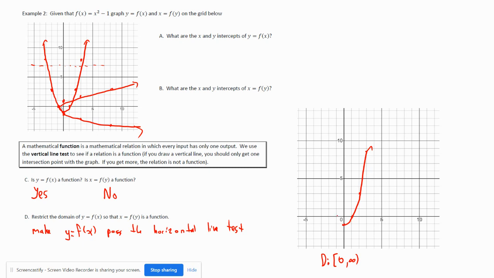What that's going to mean is that on my inverse relation, I'm only going to be graphing this part over here, okay? Since I'm not graphing the left part, I won't be graphing the bottom part of my inverse over here, okay? So what these type of questions are saying when they say restrict the domain of y equals f of x, you want to make y equals f of x pass the horizontal line test.